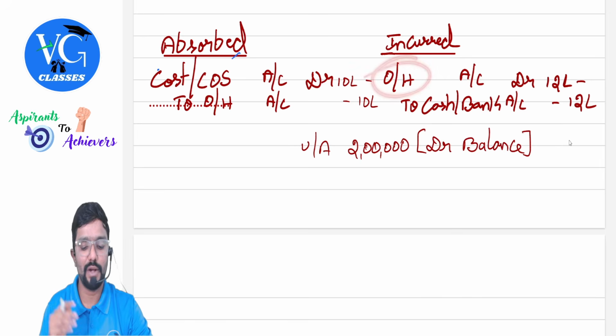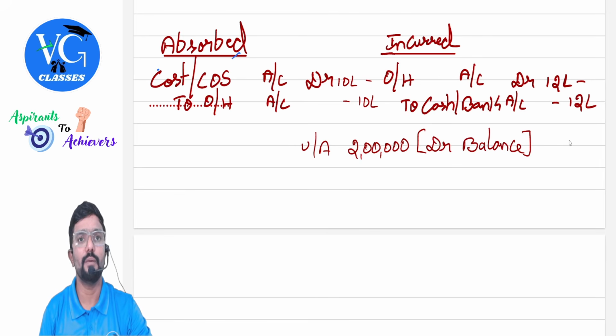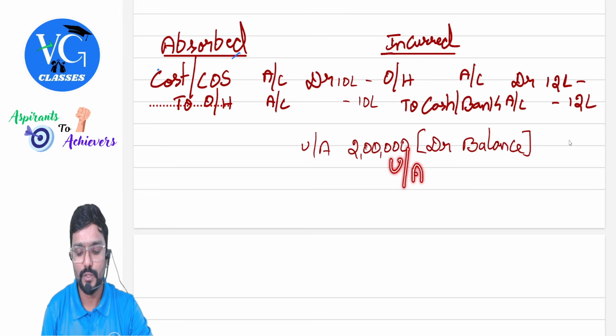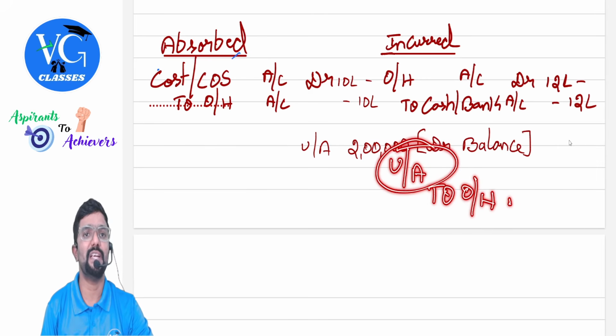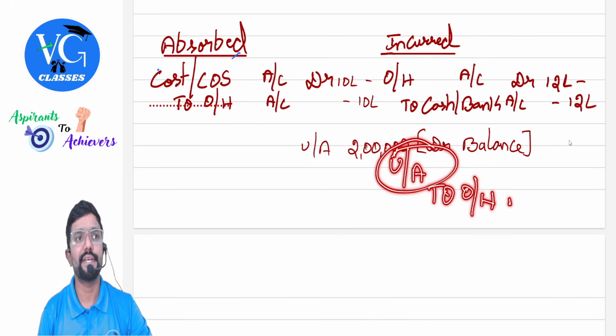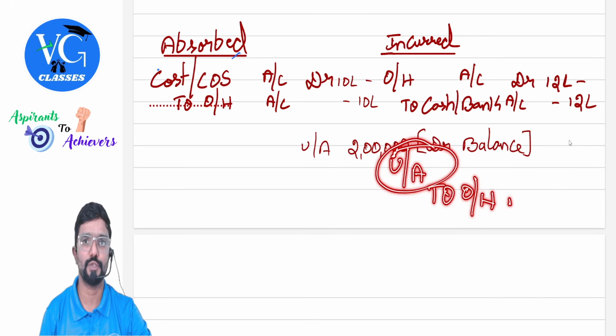Normally this overhead account, what debit balance is there? It would have been closed by transferring it to under absorption. So what would have been the entry? Under absorption to overhead account. So now under absorption is having a debit balance. How do I close it, sir? By crediting. What account will I debit, sir? If it is due to abnormal reason, costing P&L account. If it is due to normal reason, then cost of sales, or if there is a closing stock, closing stock of finished goods.